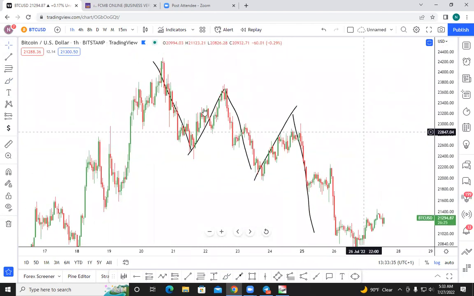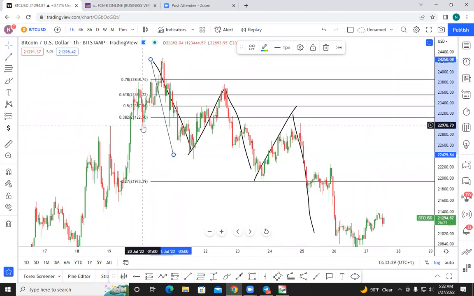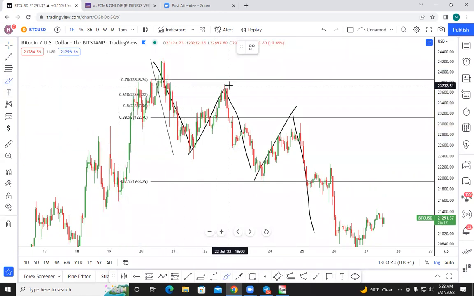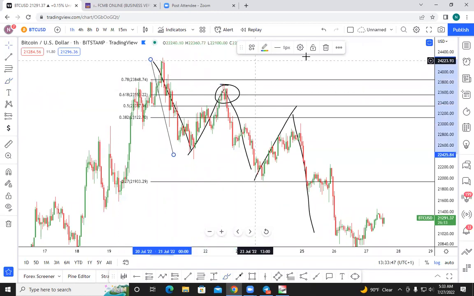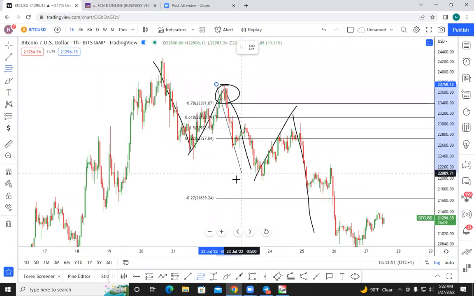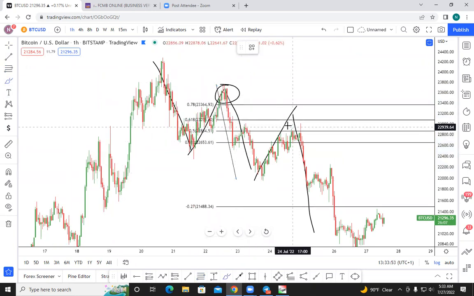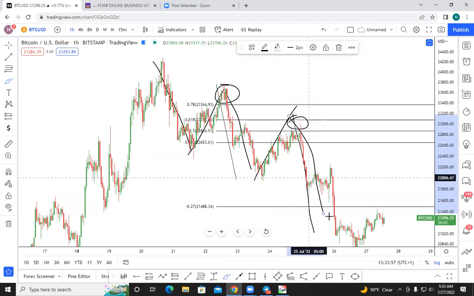Why do we think so? Look at this first push to the downside. It has broken the structure here. Then we know it's going to correct to 50 to 61.8. Exactly at that level, it pulls down. Look at the second move to the downside. Look at the fib level, 50 to 61.8. What does it do? It pulls down.